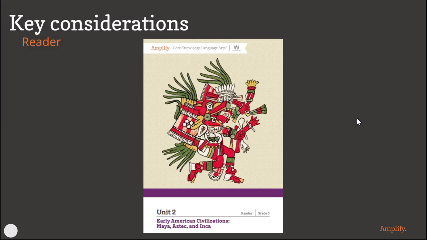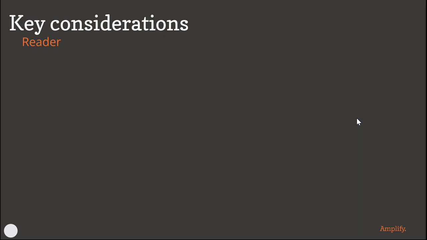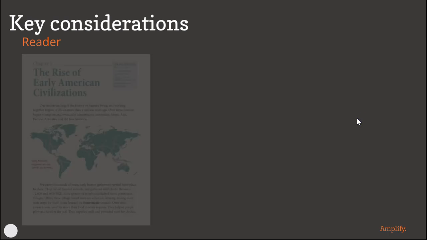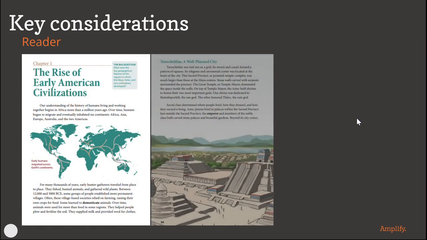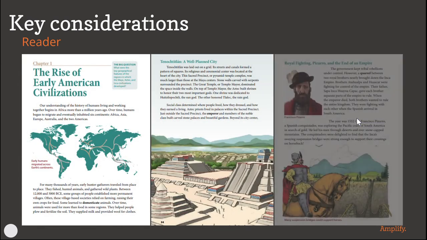Here you can see the student reader used throughout the unit. The reader for this unit includes complex text and prepares students in grade 5 for the increased vocabulary and syntax demands aligned text will present in later grades. This reader focuses on the Maya, Aztec, and Inca civilizations. Students will read about each civilization's geographic location, way of life, developments, and downfall.